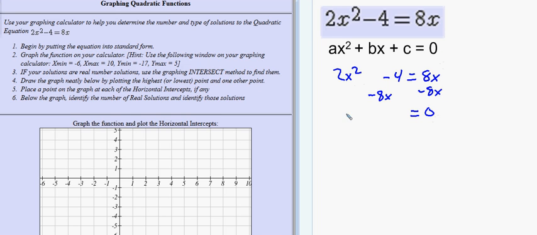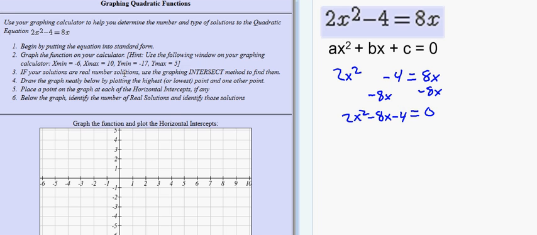And then we just collect these terms. Since the negative 8x is not a like term with these terms, the best I can do is perhaps put it in descending order to make it look nice. And now I can move on to step 2, which is graph the function on your calculator, and they even suggest a desired window setting to help us out there.